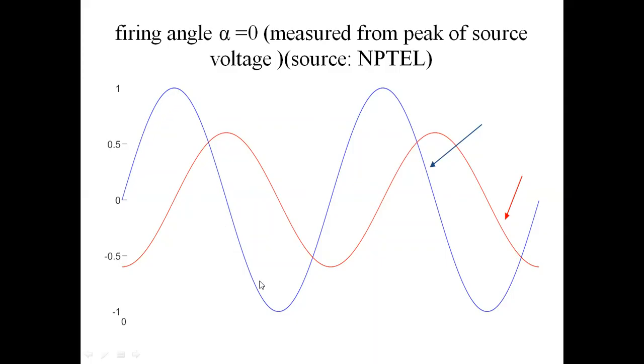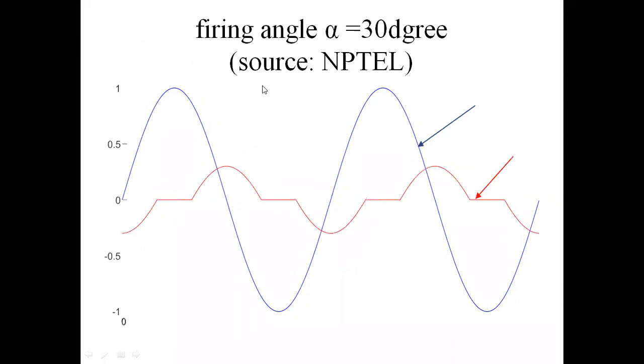This is the input waveform. This is the current waveform with firing angle alpha equal to 0. This current waveform starts from 90 degrees and conducts up to 180 degrees, and the cycle repeats like this. The increasing time and decreasing time are the same in a TCR. This waveform is for alpha equal to 30 degrees.